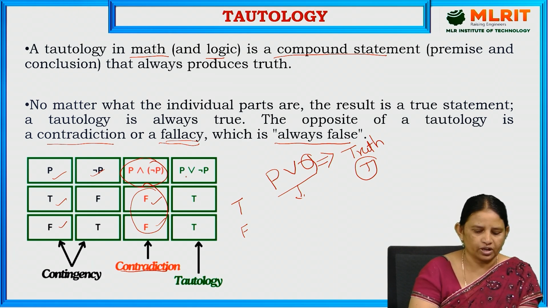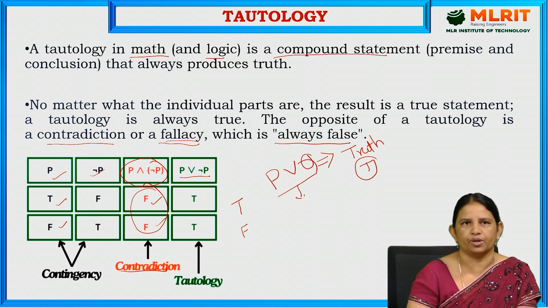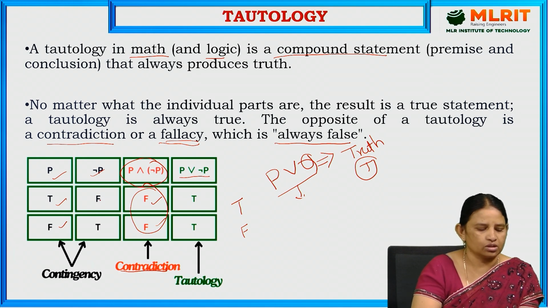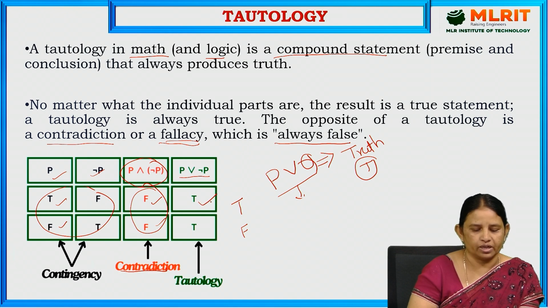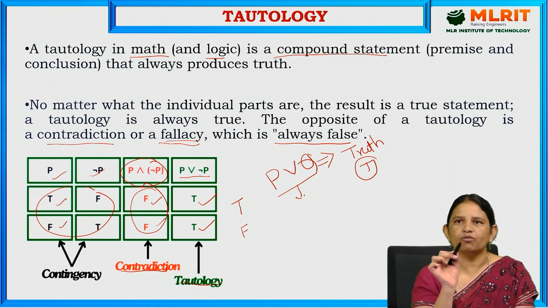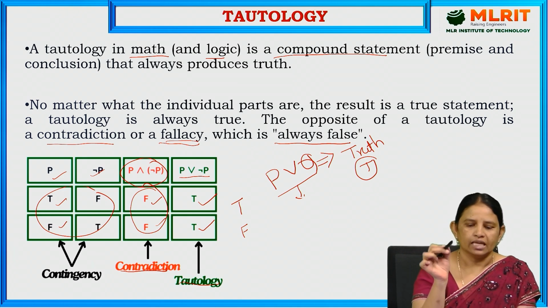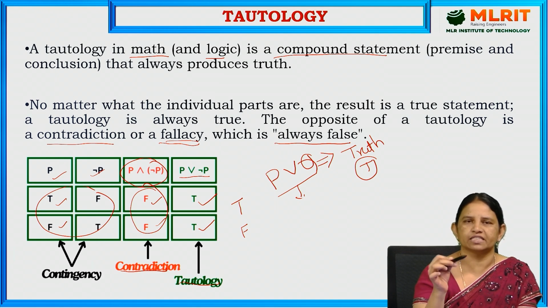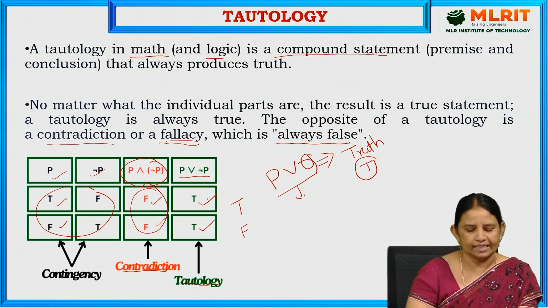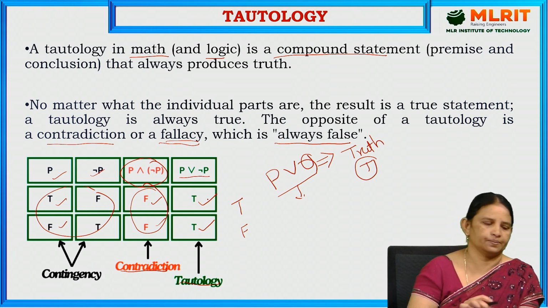For example, if you consider P or negation P, the input is true, false, or it may be false, true, whatever the combination, but the compound statement returns the true value for all the combinations, then it is called a tautology. So what is the definition of tautology? For any combination of inputs, true, false or false, true, the truth table returns the true value for all combinations of input, then it is called a tautology.